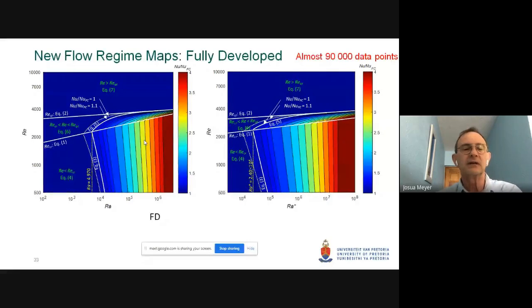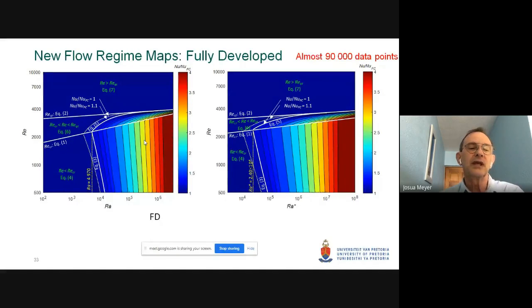So with our 90,000 data points, it was actually possible for us to develop new flow regime maps, which look like this. If we look at the map here on the left-hand side, it shows the Reynolds number as a function of the Rayleigh number.